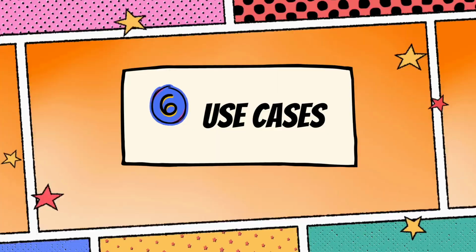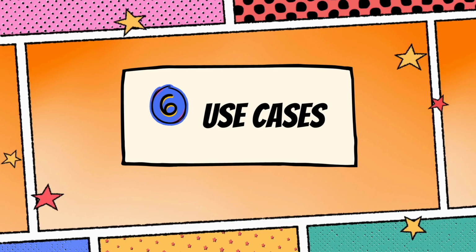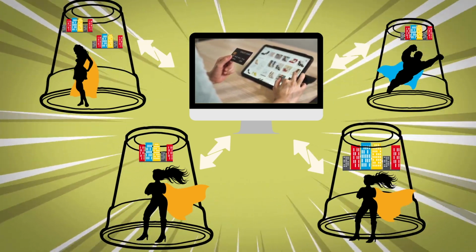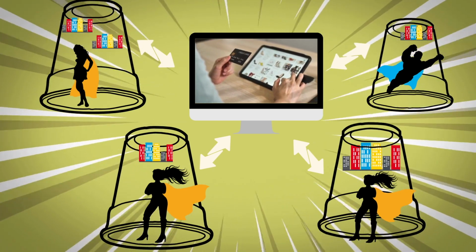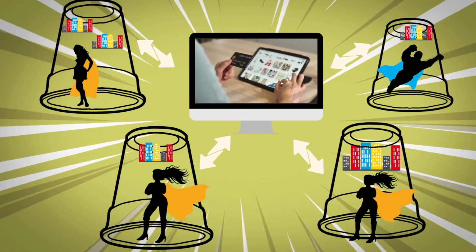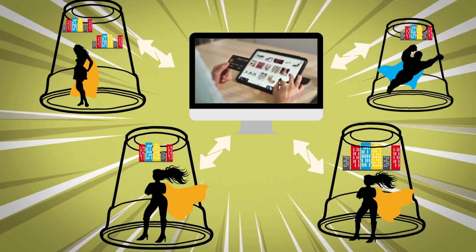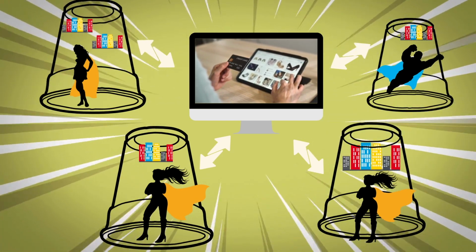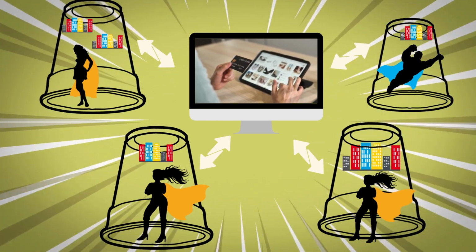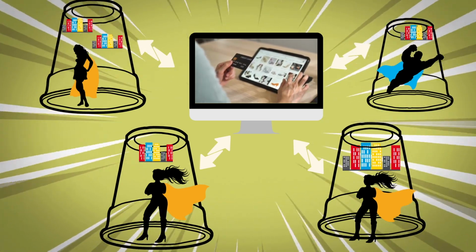6. Use cases. Pod pals are commonly used for scenarios where containers need to work together closely, such as microservices architectures where multiple containers collaborate to deliver a single service. In a microservices-based e-commerce application, you might have one pod for the product catalog service, another pod for the shopping cart service, and so on. Each pod represents a separate microservice, and the containers within the pod collaborate to provide the service's functionality.